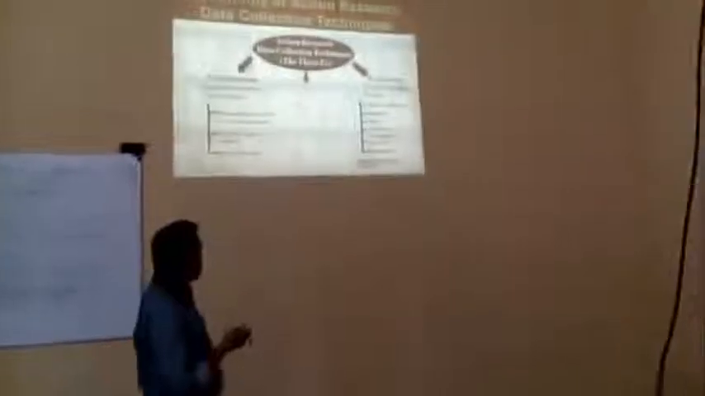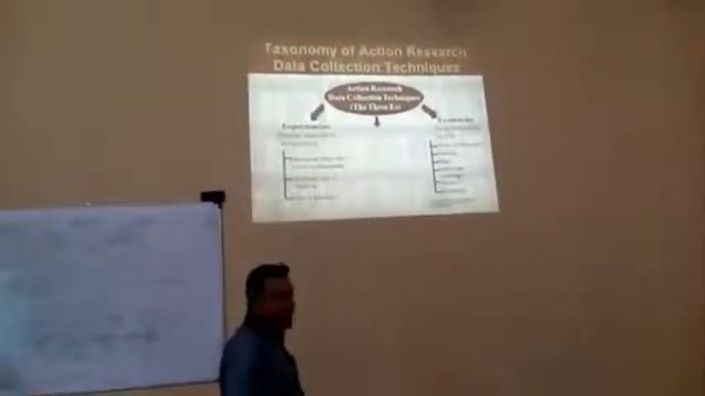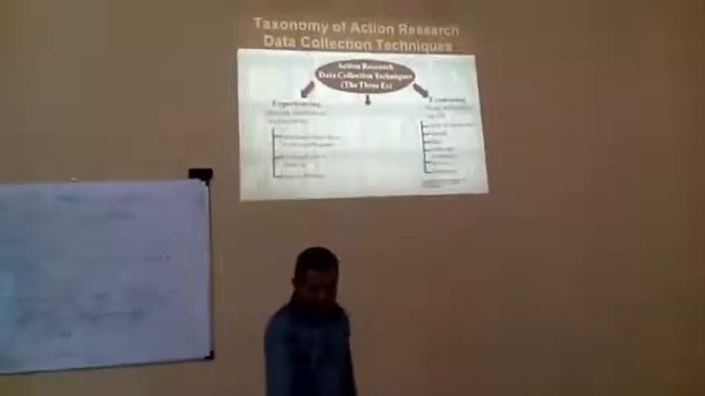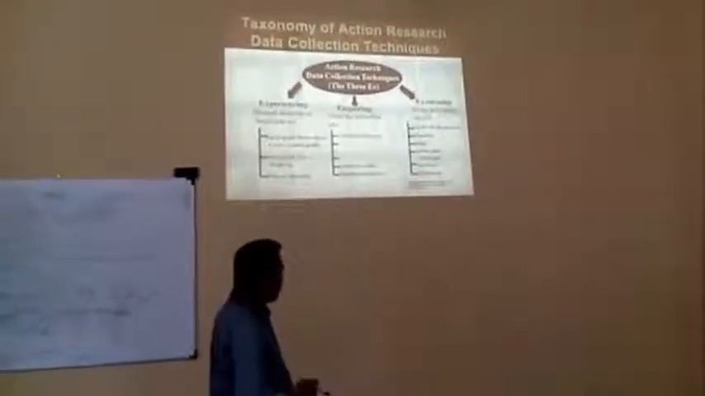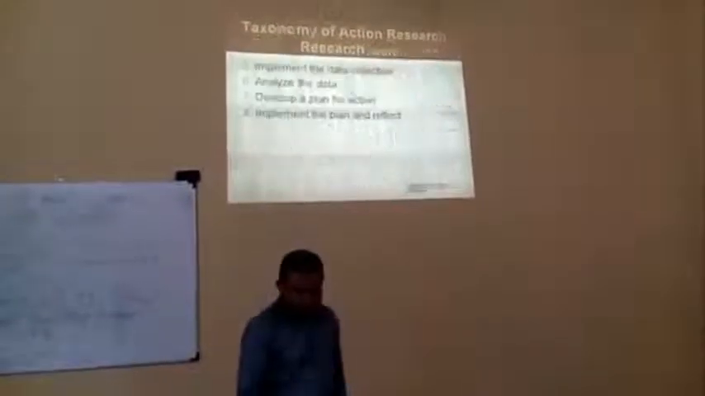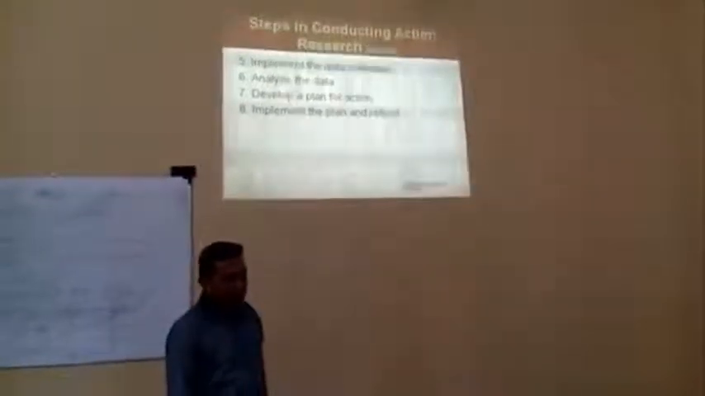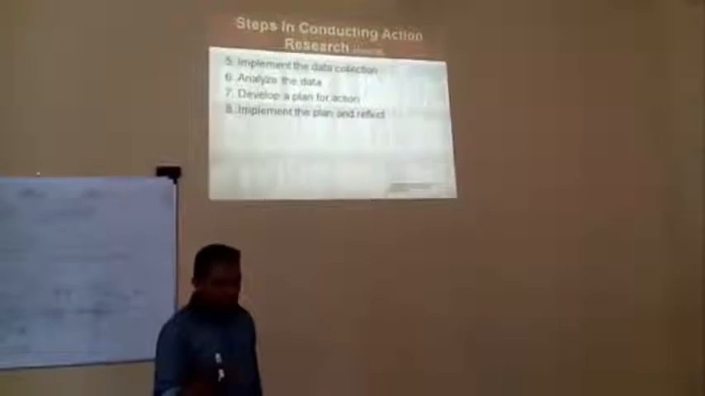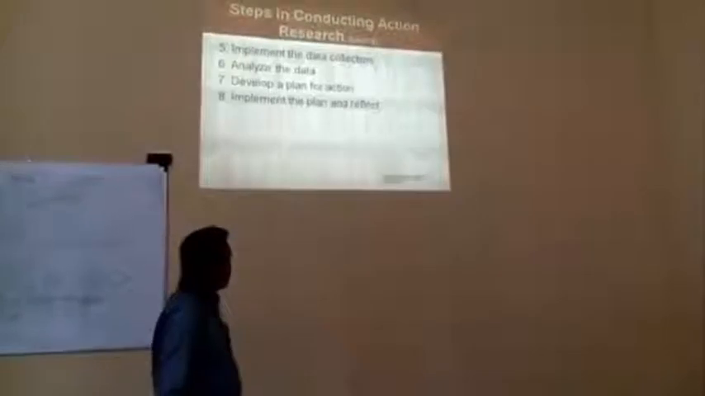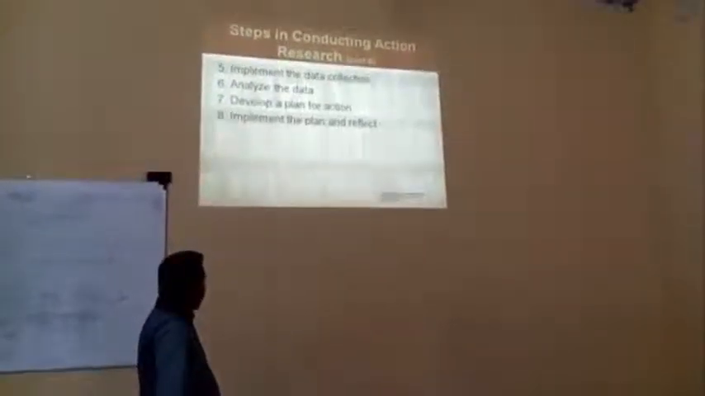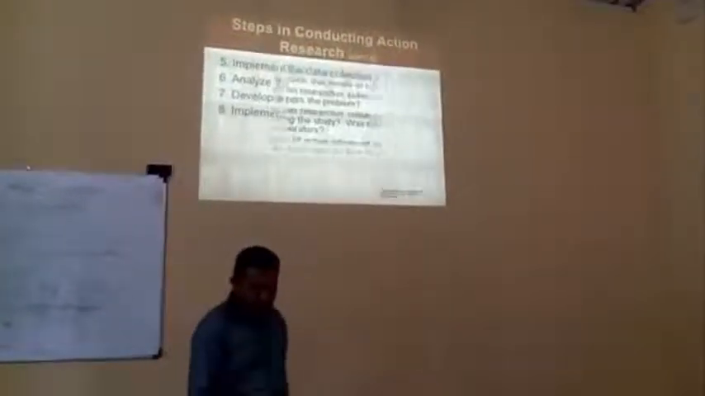You can see the taxonomy of action research data collection techniques. There is experiencing and examining, and at the last, acquiring. Okay. The steps in conducting action research continue from the first until four. This is number five: implement the data collection, analyze the data, develop a plan for action, implement the plan, and reflect.